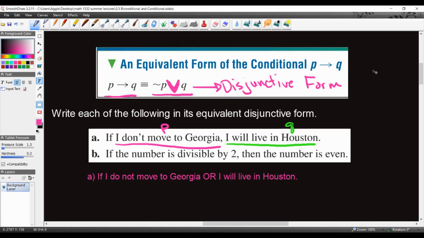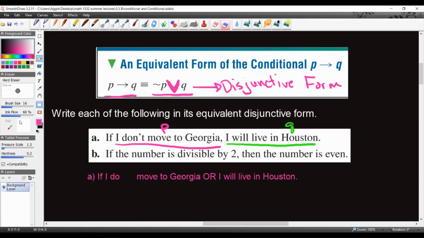Okay, so let's just double check. So we have that not P or Q. So then not P would be the opposite of I don't move to Georgia. So I do not move to oh, I think we messed up there. Yeah, we did. Sorry about that, guys. It would be if I do move to Georgia. So let me do this. There we go. Simple fix.